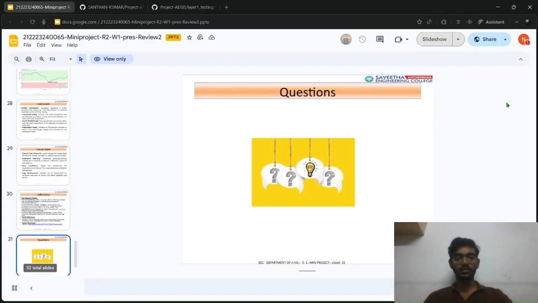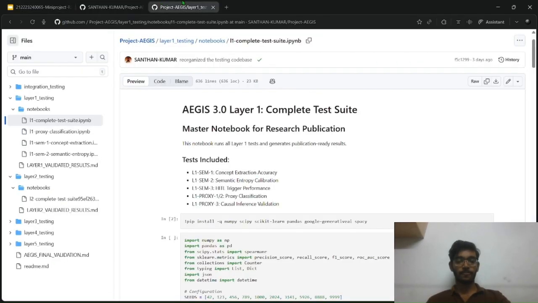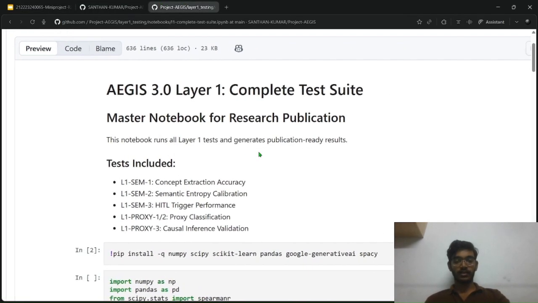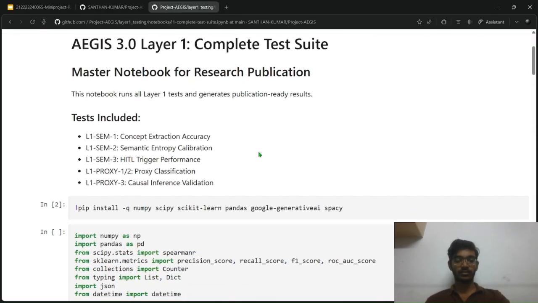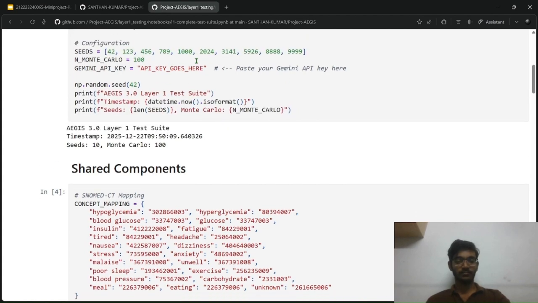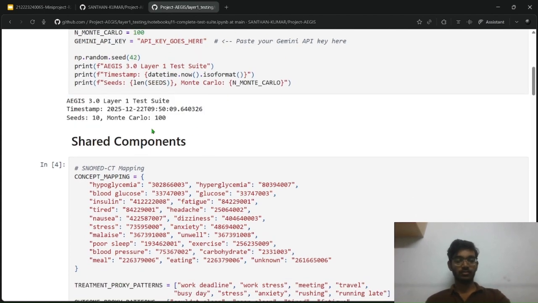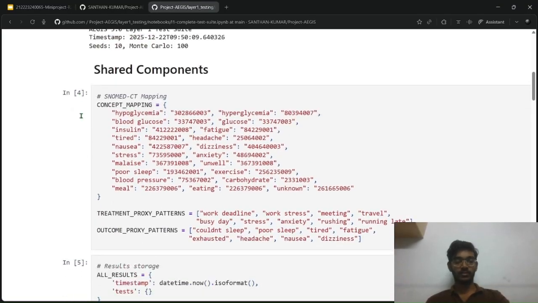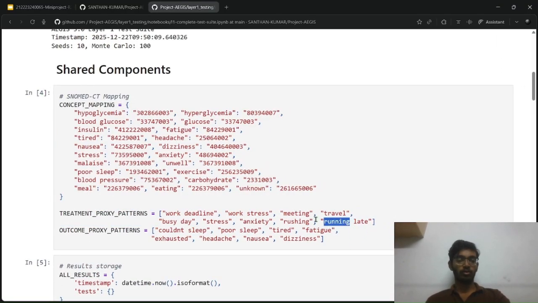And moving to the coding part. So this is the layer 1 test results, where we tested the whole system. These are the basic sample data we created here, and you can see we generated 10 seeds, and this is concept mapping. The whole concept is that whatever input is given by the user must be mapped to particular health terms, whether it's I'm feeling bad, I'm feeling stressed, or I'm feeling pretty bad today. It all means that the user is suffering from stress.